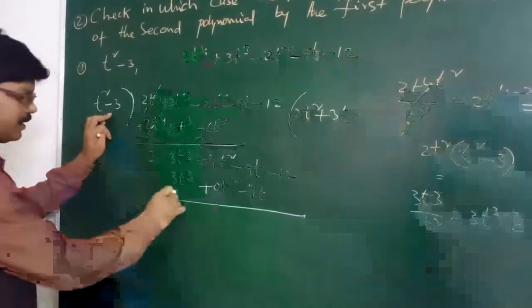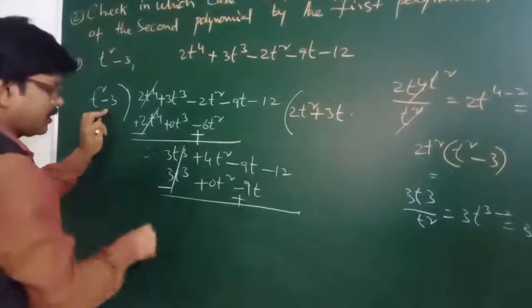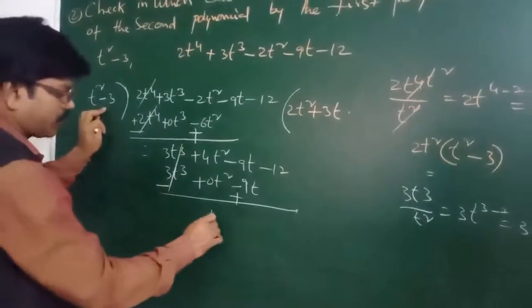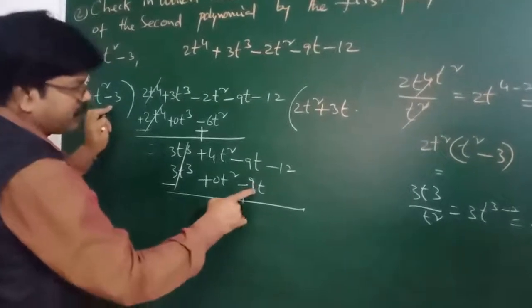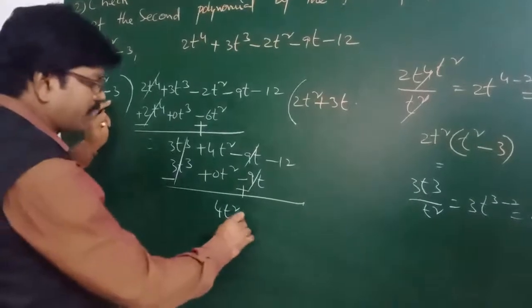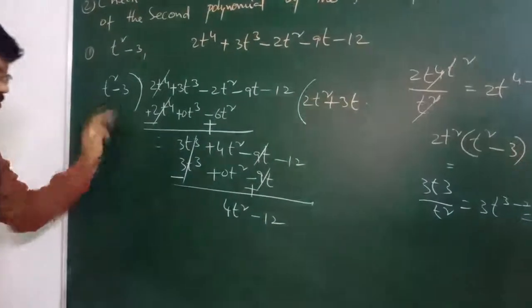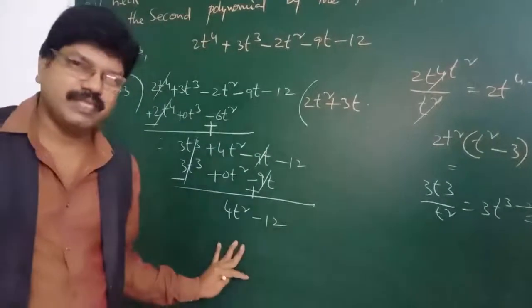Now subtract. Change the symbols. 3t cube cancels. 4t square. Plus 9t minus 9t cancel. 4t square minus 12. This is the dividend here.